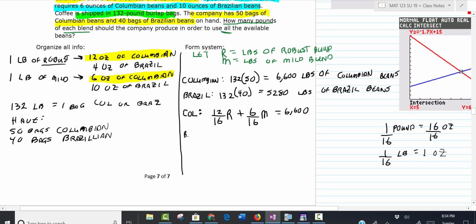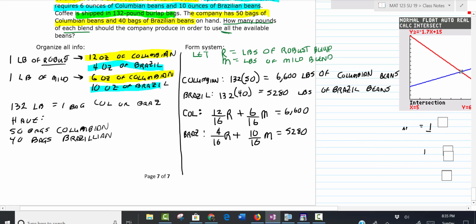Then we're going to have a second equation for the Brazilian, and it goes like this. I'm going to just sort of highlight these things right here. So I'll have 4 ounces. Now I'm making a robust, so I'd say 4/16 of the robust plus 10/16 of the mild, and we have this amount of pounds. The reason I have to convert these ounces to pounds is so I'm consistent. That right there should be the system of equations, and then if we solve that, that'll give us the solution to that problem.